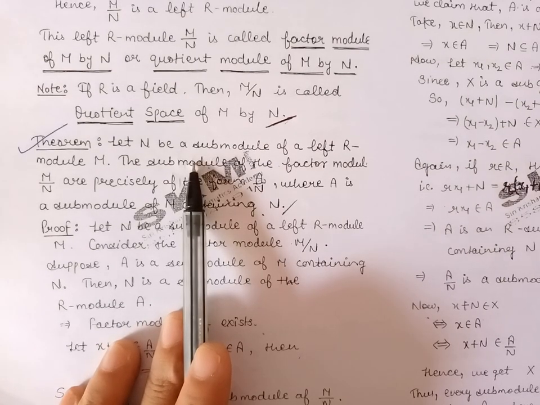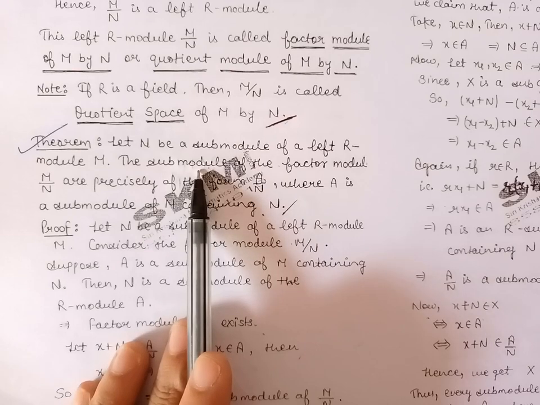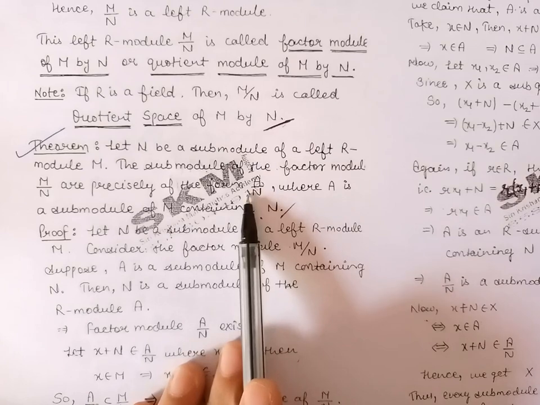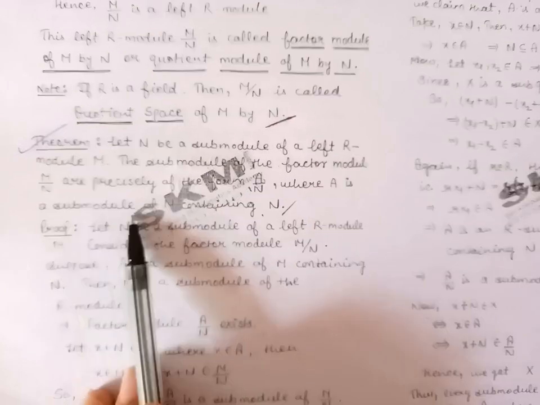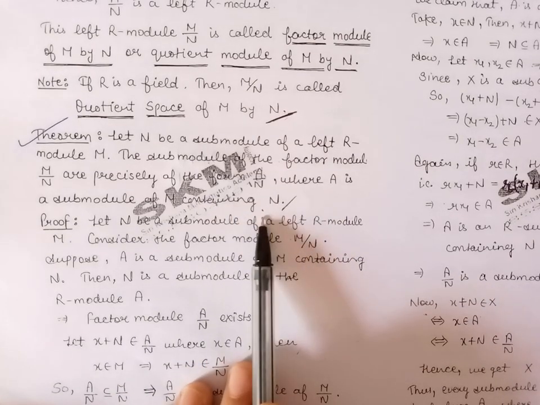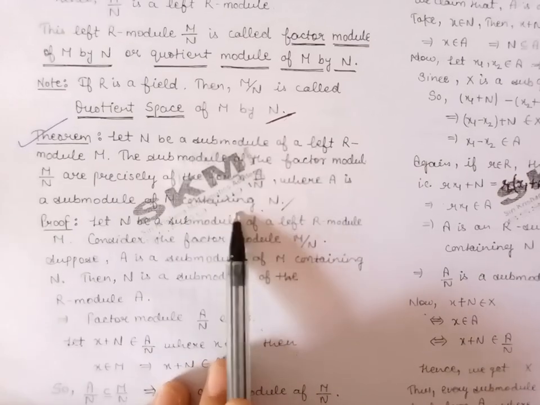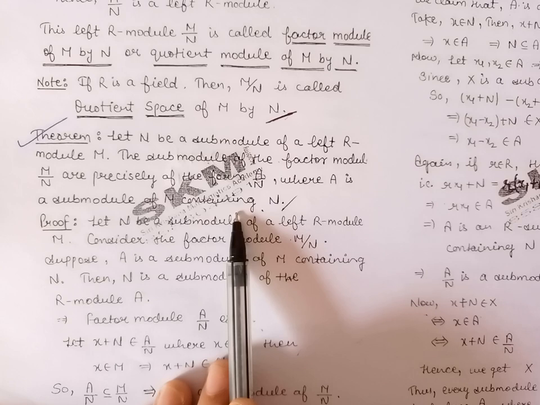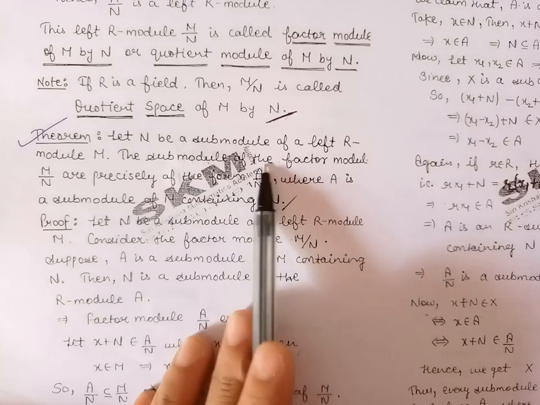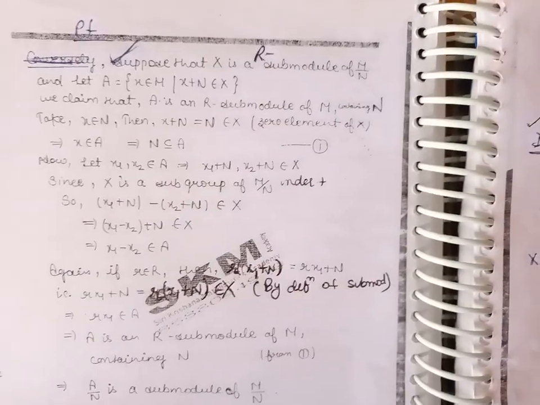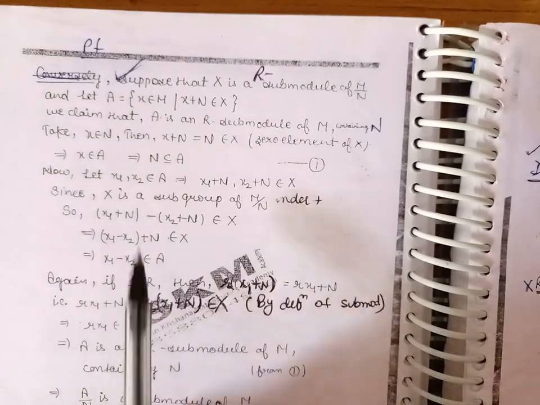Then we are to prove that the submodules of the quotient module M by N are precisely of the form A by N. Here A is some submodule of M containing N. So first of all we will have to define A, that should be some submodule of M that should contain N, and then we will form the submodule of the quotient module, which will be A by N. To prove this theorem, let us take a submodule of the quotient module M by N, and we have denoted it by X.